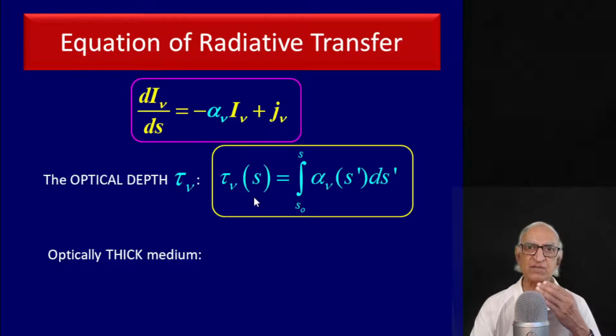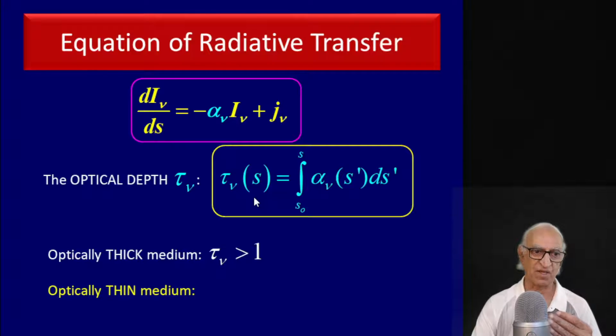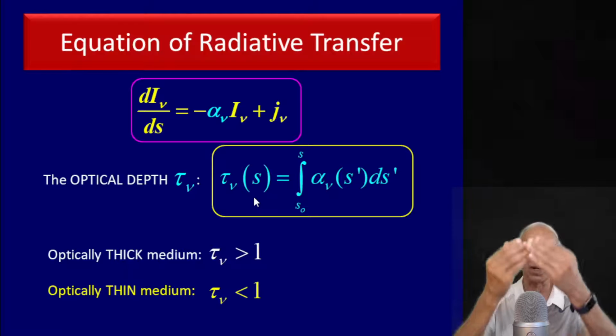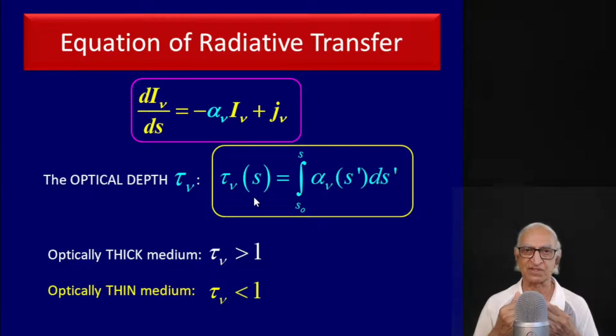One says a medium is optically thick if the optical depth is greater than 1 or much greater than 1. And one says a medium is optically thin if the optical depth is less than 1. For example, a brick wall is optically thick, it is opaque. The optical depth is infinity. No radiation from behind the brick wall can get through it. Whereas the air is optically thin and its optical depth is less than 1 because air is transparent to visible light.